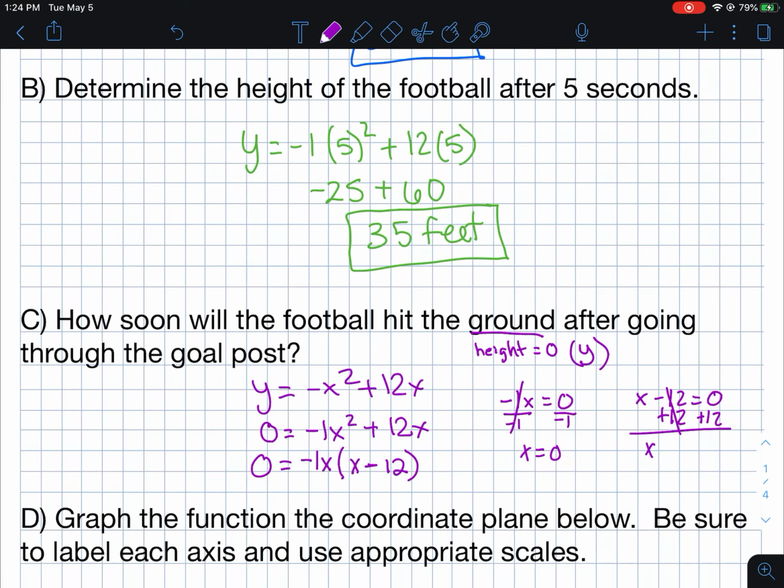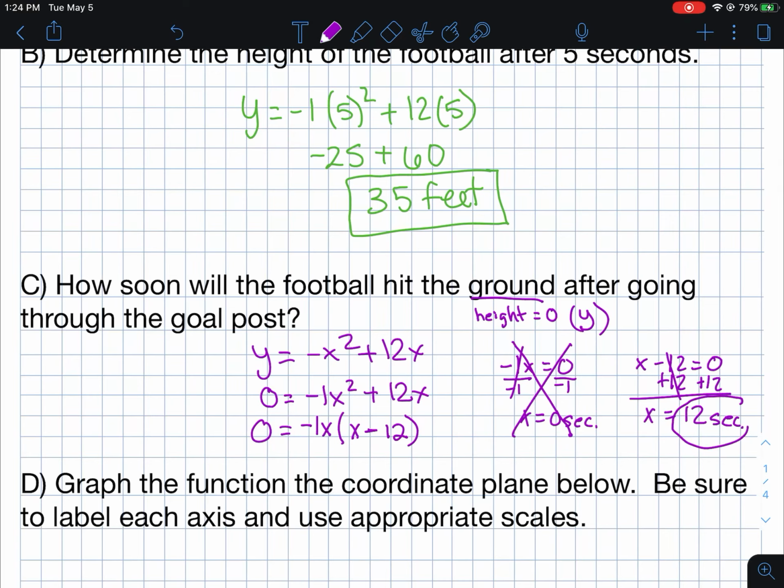Well, I know that the only one that makes sense for this is that it has to go from 0, 0 on the ground up into the air and back down. So the 0 seconds makes no sense at all because I know that it took me 6 seconds to get to the maximum height. So it's actually going to take me 12 seconds to get back down to the ground, the ball, once it's kicked in the air. And this is logical because it took 6 seconds to get to the height, so it's going to take another 6 seconds to go down.